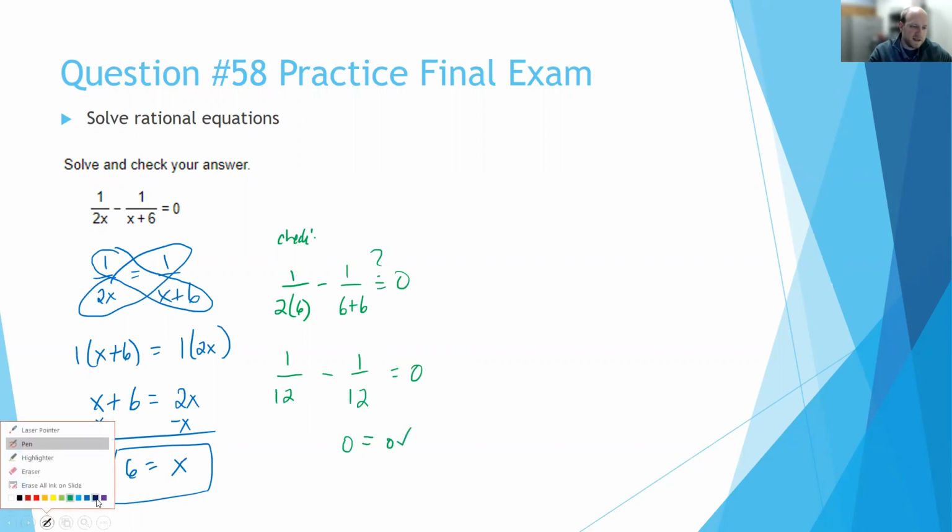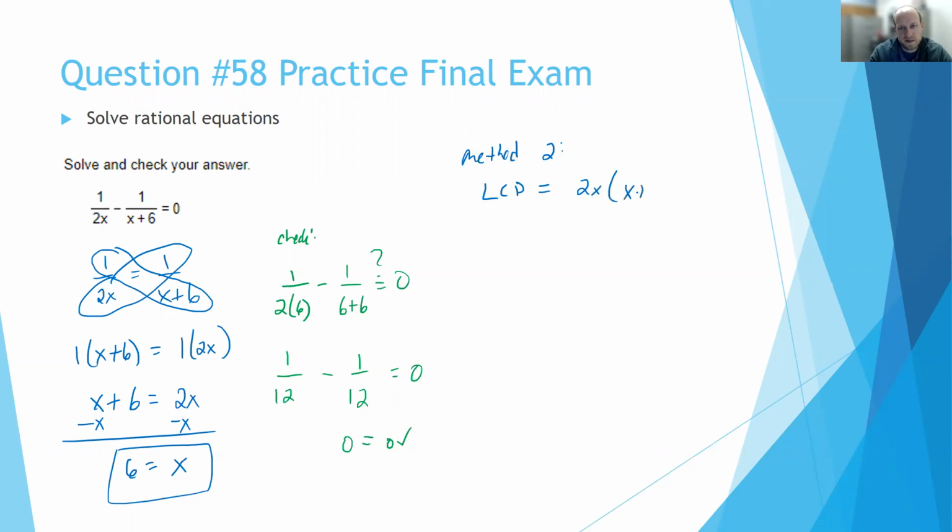So that checks out. Now, the other way to do this problem, if you don't recognize that you can add the 1 over x plus 6 over to the other side and then cross multiply, is to do the same method that we did in the last problem. So the other method, we'll call it method 2, is finding that LCD. So the LCD of these two is equal to 2x times the x plus 6. So what you would do, let me leave some room with these, is you would multiply all three terms by that LCD.